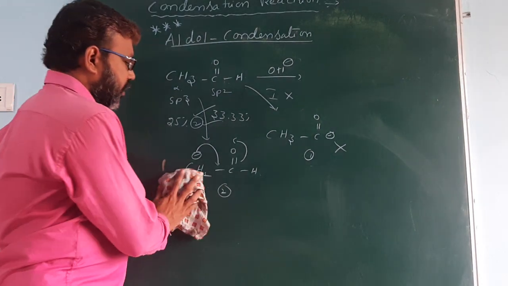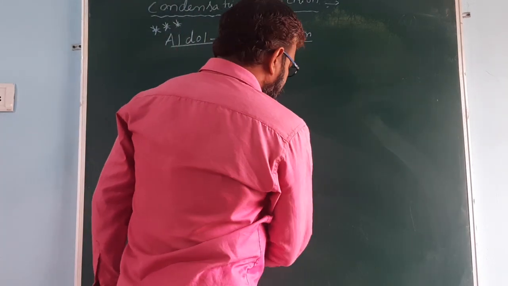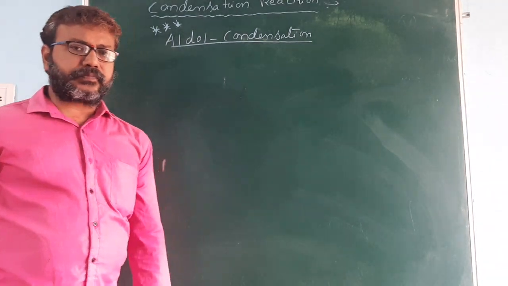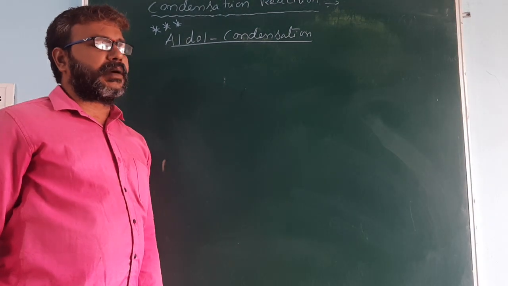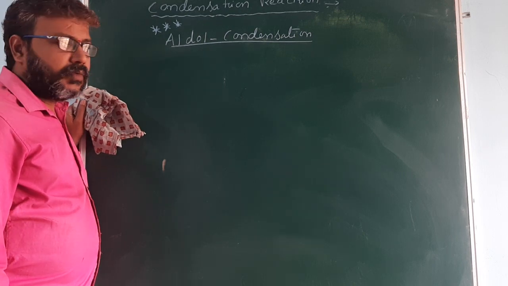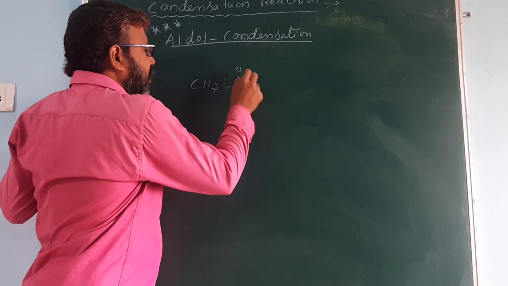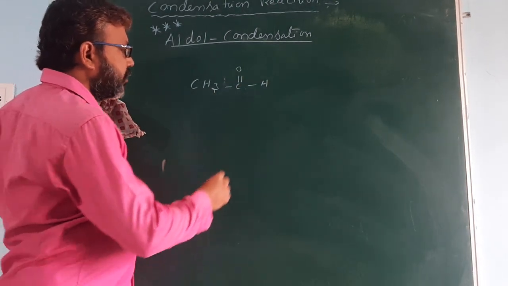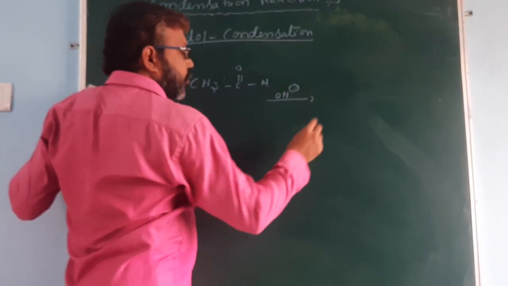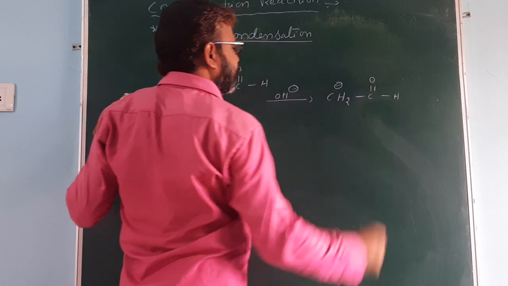Next, in carbonyl compounds, what is the order of reactivity? Aldehydes are more reactive than ketones. Why are aldehydes more reactive than ketones? CH3 C double bond OH is an aldehyde. Removal of a proton from this carbon gives the carbanion CH2 minus C double bond OH.